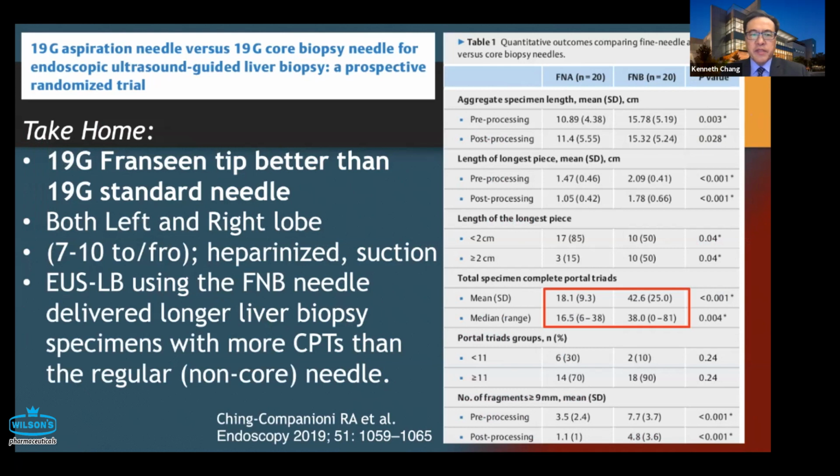So there have been a number of studies comparing needles now, and this compares the Francine tip to the standard needle. And with the standard needle, the mean number of portal tracts was 18, and using the Francine tip, with the same technique, the number of portal tracts more than doubled at 42 complete portal tracts.